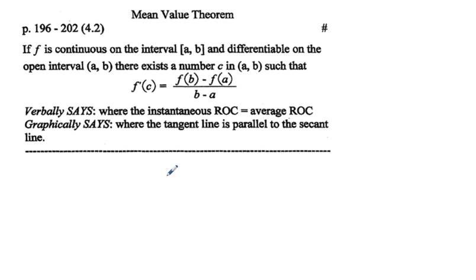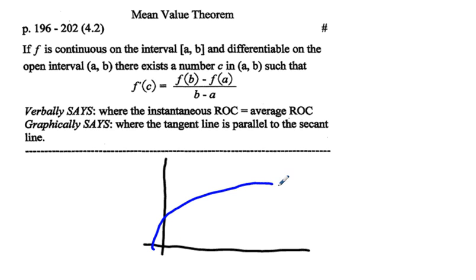And graphically, it says where the tangent line is parallel to the secant line. So let's go ahead and graphically demonstrate what's happening here. We have some function, we call this function f, like this. And we have two input values. We'll say we have a over here, and we have b over here. And so we have f of a right here and f of b here.